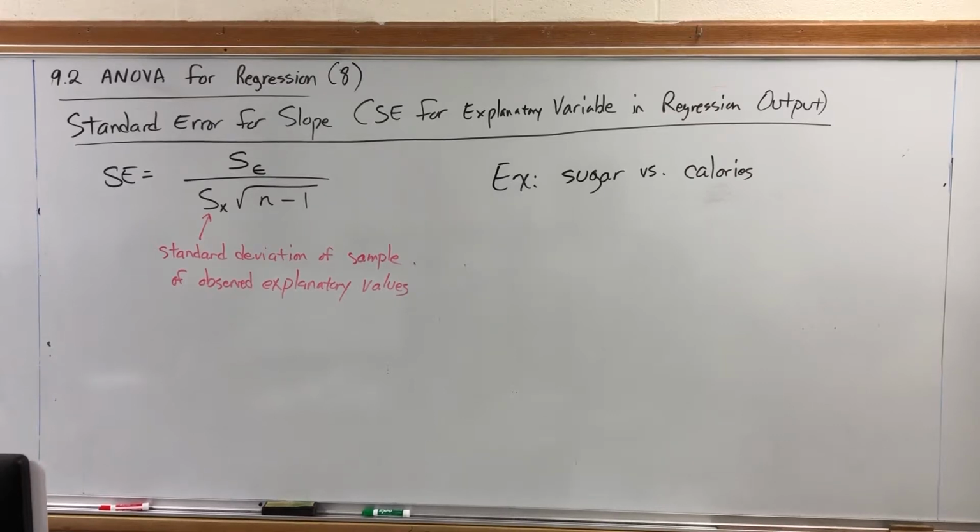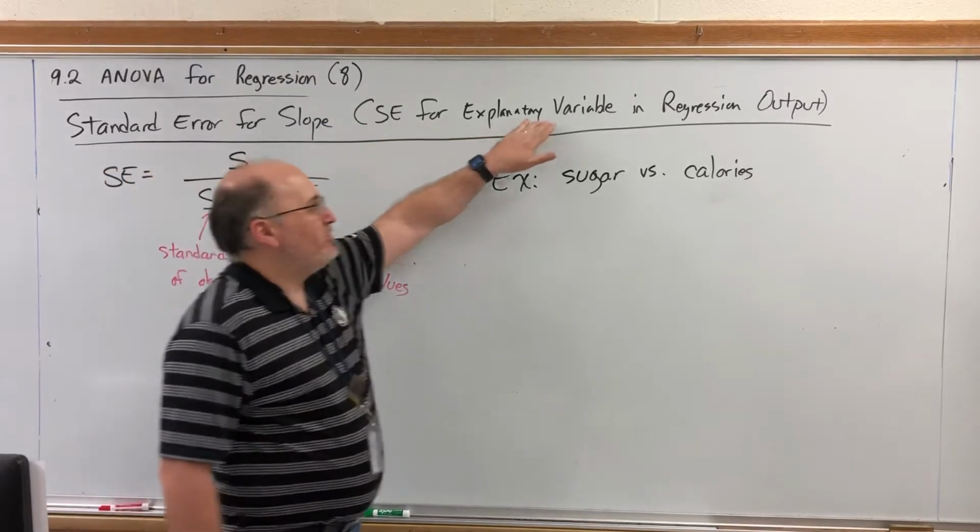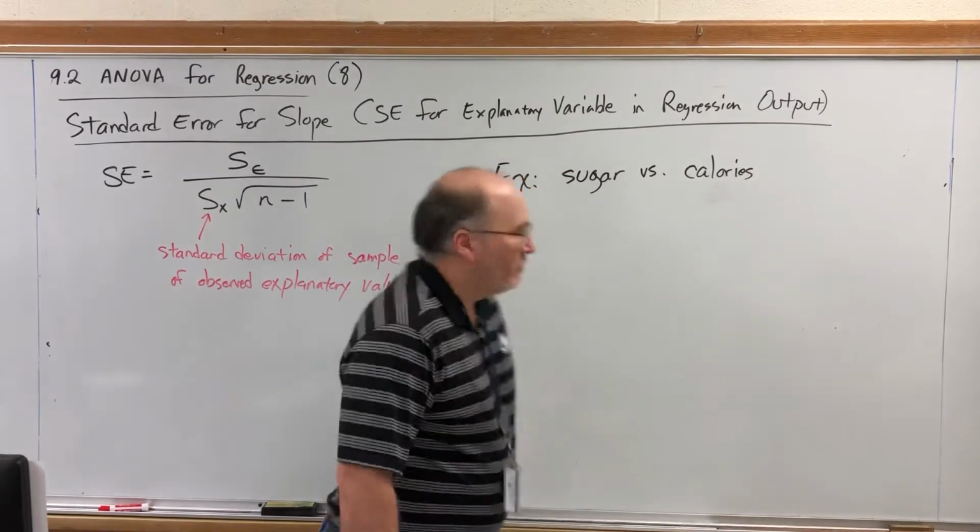Section 9.2, ANOVA for regression, video 8. Standard error for the slope. In other words, the SE for the explanatory variable in the regression output.